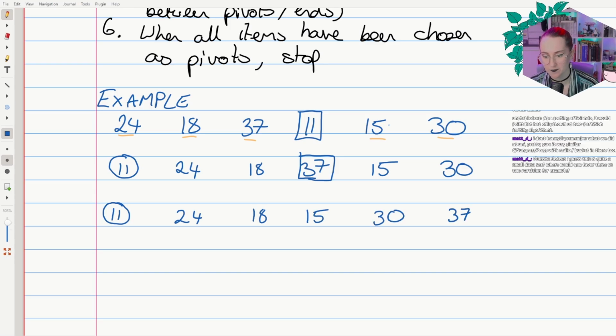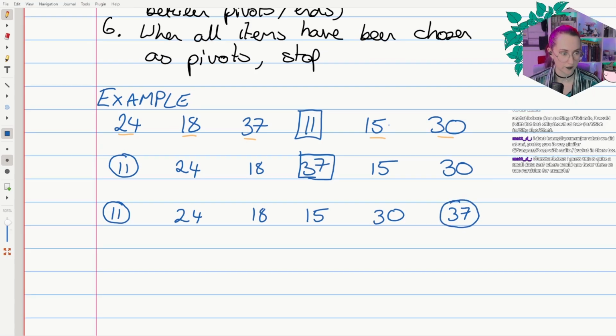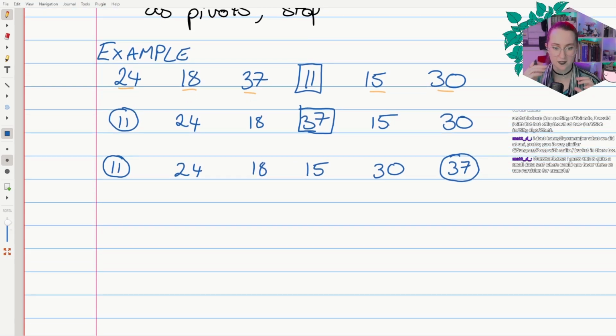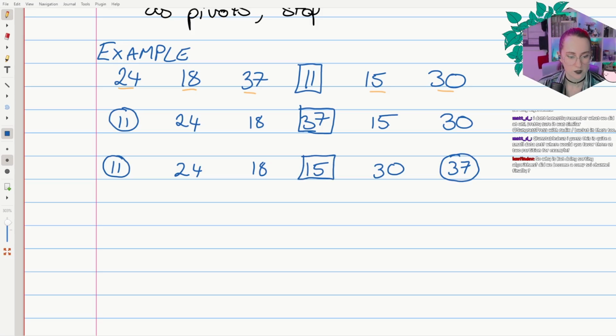So we write down 37. And now this was our old pivot, so we can ignore it. Our new sublist is 24, 18, 15, and 30. Taking the value to the right of the midpoint is now 15. 15 is the pivot of this sublist. So write down our old pivots. And then in this sublist, we're looking for values smaller than 15, of which there are none. So we write down 15, old pivot, and then everything else inside of that list becomes the new sublist.